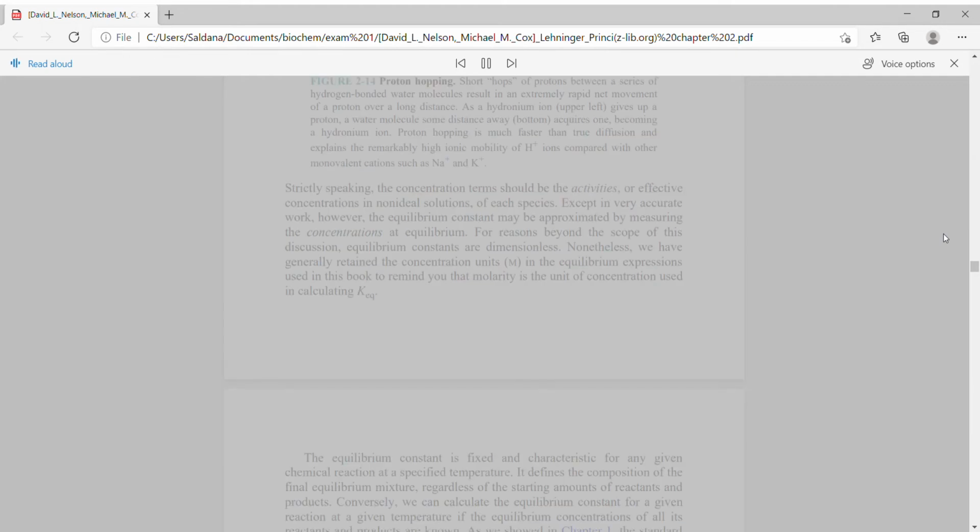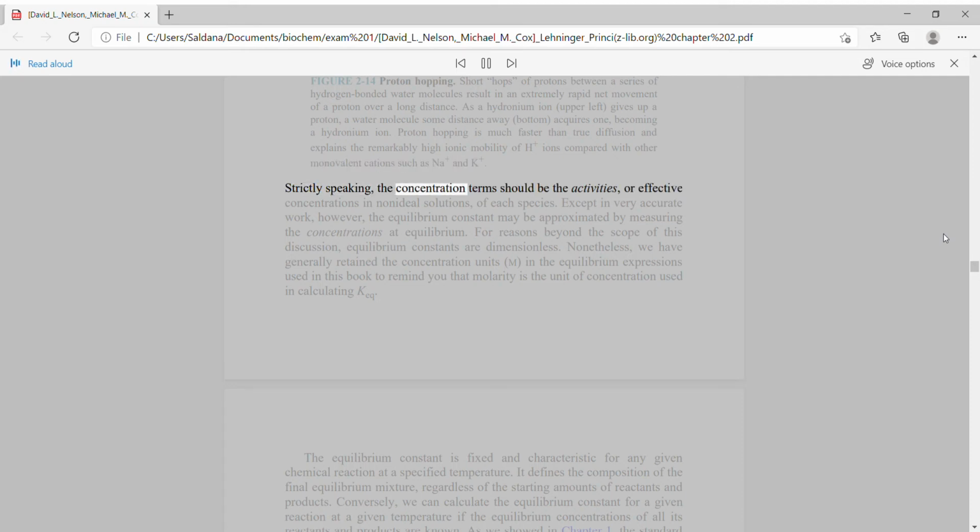Figure 2-14 Proton hopping. Short hops of protons between a series of hydrogen-bonded water molecules result in an extremely rapid net movement of a proton over a long distance. As a hydronium ion, upper left, gives up a proton, a water molecule some distance away, bottom, acquires one, becoming a hydronium ion. Proton hopping is much faster than true diffusion and explains the remarkably high ionic mobility of H+ ions compared with other monovalent cations such as Na+ and K+.